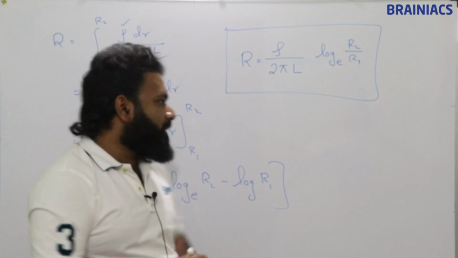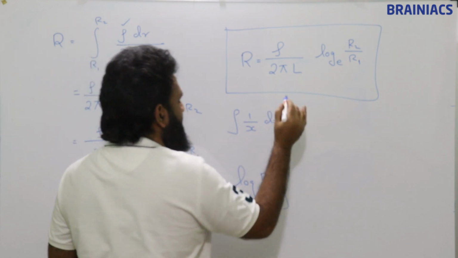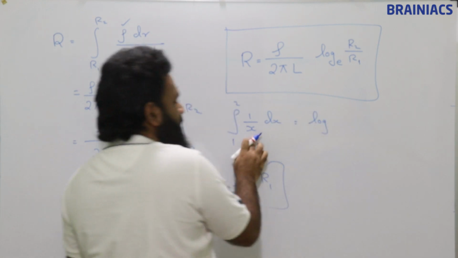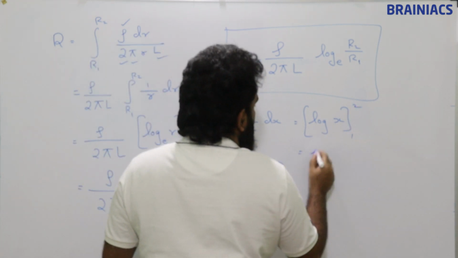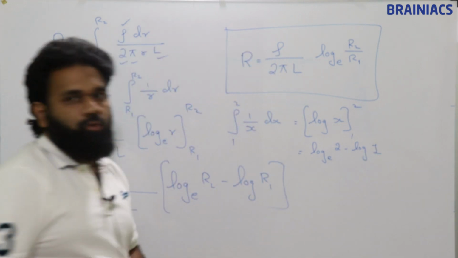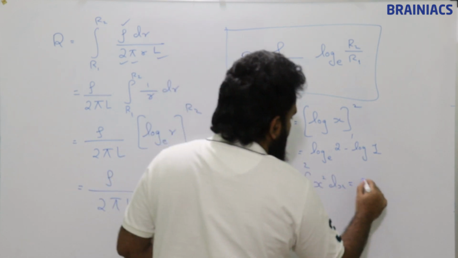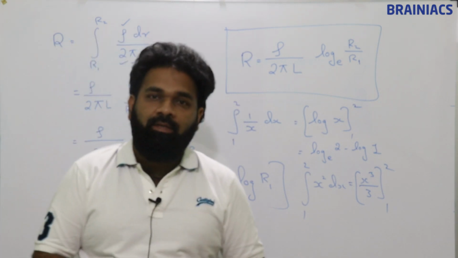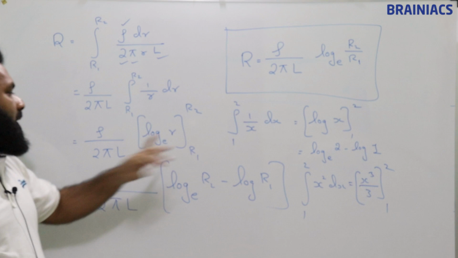And if you have doubt in integration, this is nothing but integral 1 by x dx. If we integrate from 1 to 2, the integration of 1 by x is log x. We substitute the upper limit and lower limit, 1 to 2, so this is log 2 minus log 1, which is log 2 by 1. Similarly, integral x square dx from 1 to 2 is x cube by 3, putting the limit 1 to 2. I have given some integration examples in the first session of current electricity. So those mathematical concepts we are applying here and getting this answer.